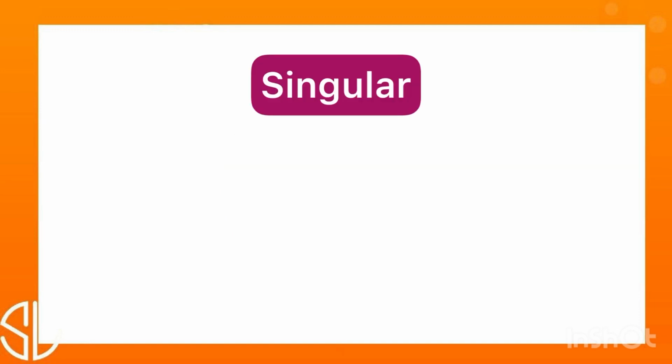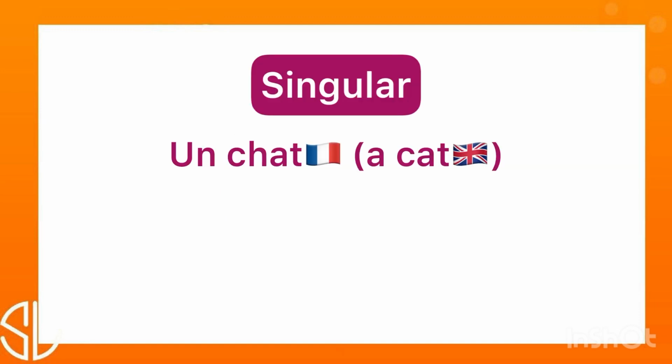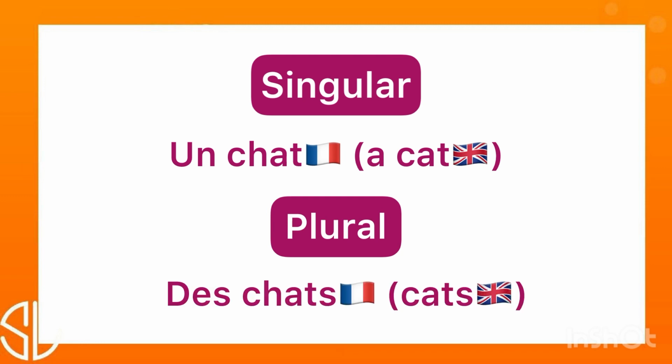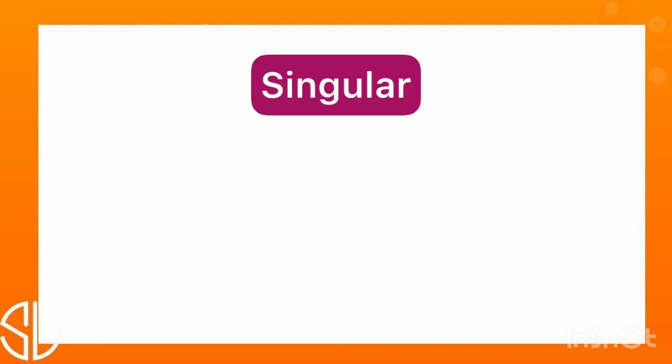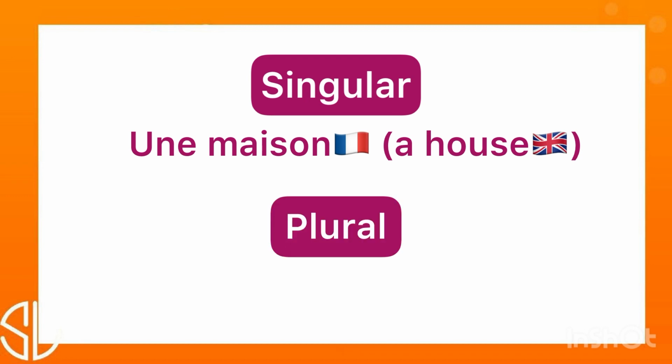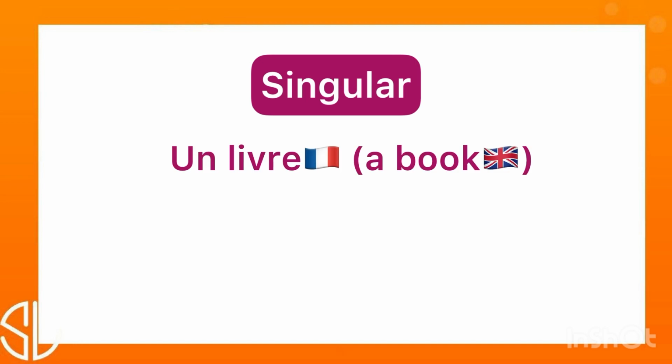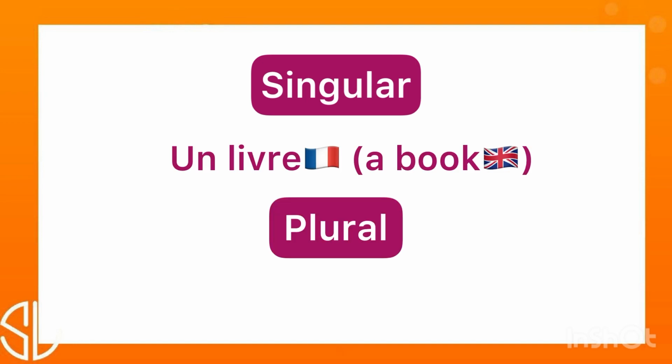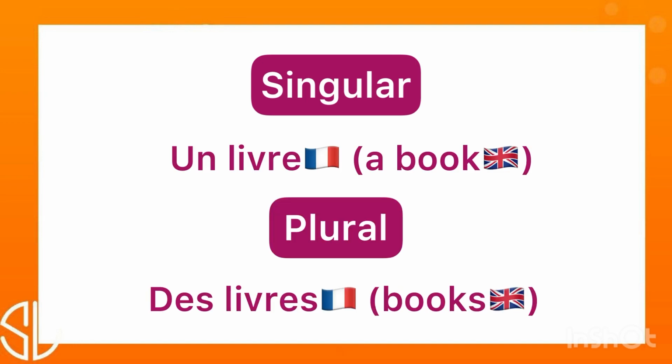Let's look at these examples. Singular, un chat. Plural, des chats. Singular, une maison. Plural, des maisons. Singular, un livre. Plural, des livres. As you can see, we simply add S at the end of the nouns.